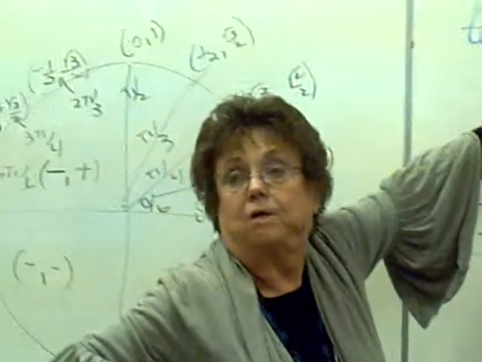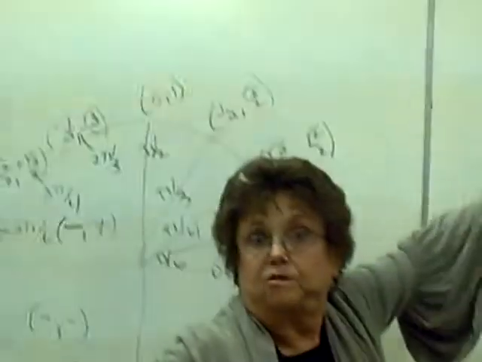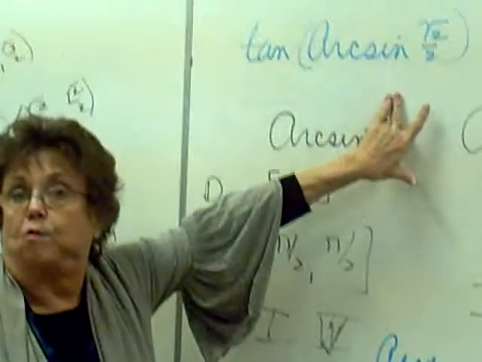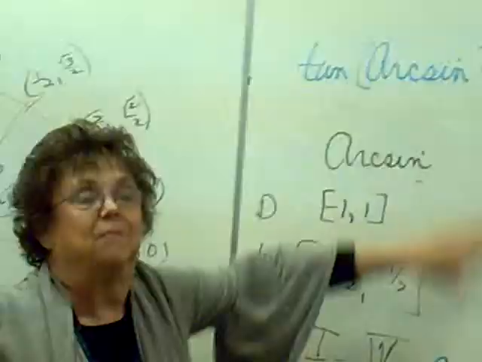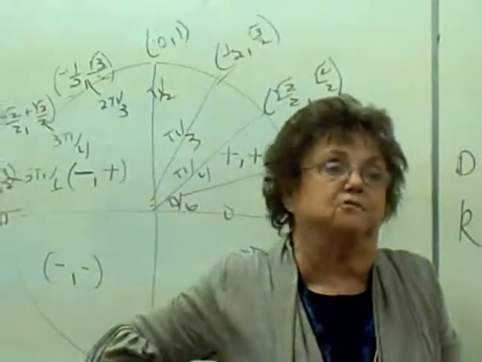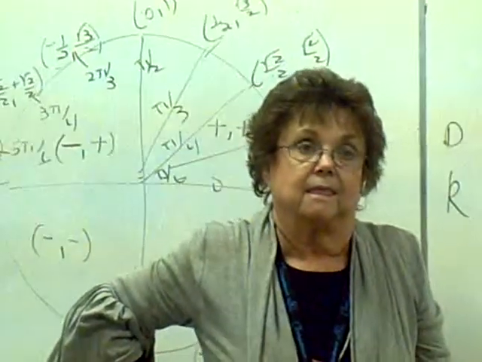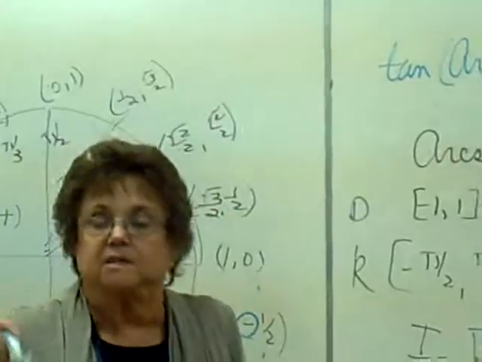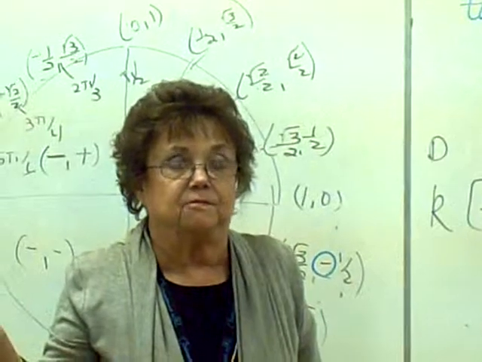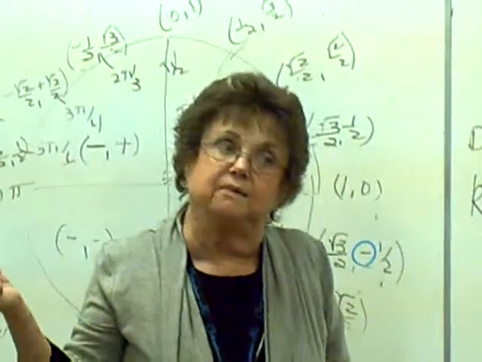Arc sine of square root of 2 over 2 is pi over 4. But tangent of pi over 4 is 1. Arc sine and cosine are the same thing, that makes tangent one. There's an easier way of doing it. If I make that negative, it means the other ordered pair is positive, and the tangent's negative one.